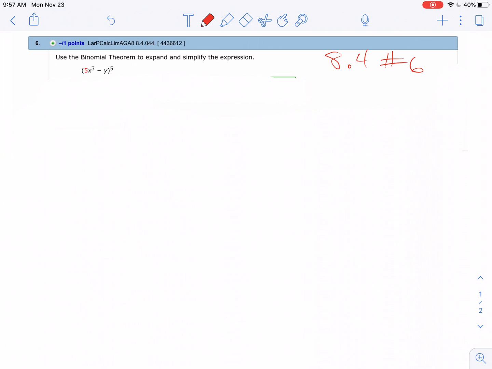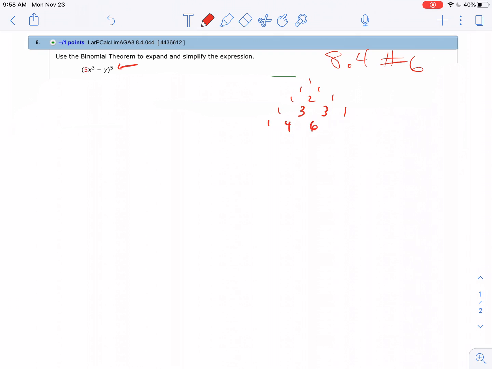Number 6, again, we have this outside exponent that is a 5. So if you like to do Pascal's triangle, go until Pascal's triangle has 6 rows, or 6 numbers in the row. And so we have 1, 5, 10, 10, 5, 1. Those will help us get the coefficients, or maybe you like to do the calculator. There are going to be 6 terms, so write fairly small when you do these.